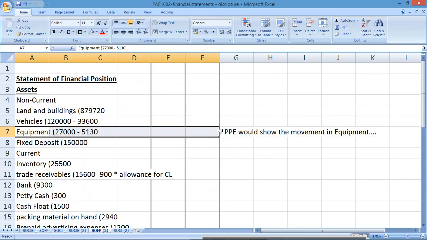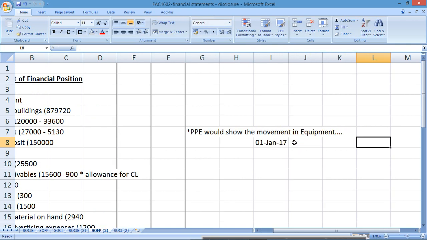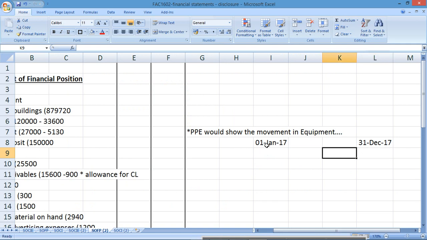depreciation. So am I going to need to draw up a timeline for this? Yes. So what is the start of the year? The 1st of Jan. End of the year? 31st. Okay, what happened during the year? He bought equipment on the 1st of July. Good. So that's mid-year.